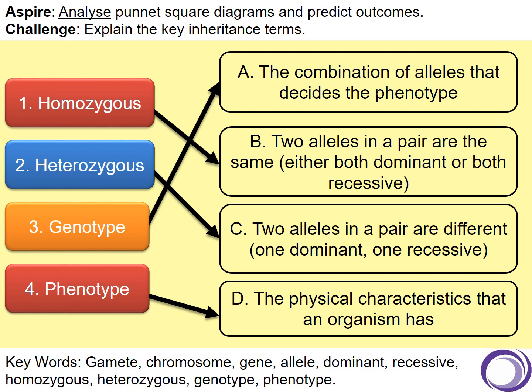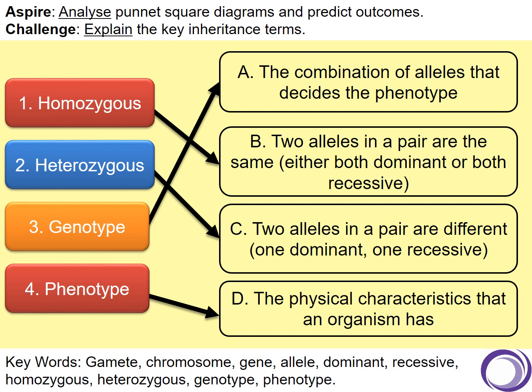And I still remember this. Phenotype starts with P, so it's physical, which also starts with P, whereas genotype starts with G, and it's the genes, the genetics, the letters.